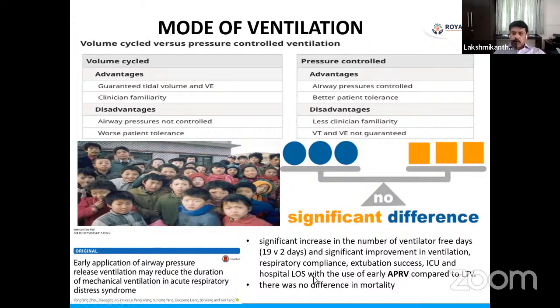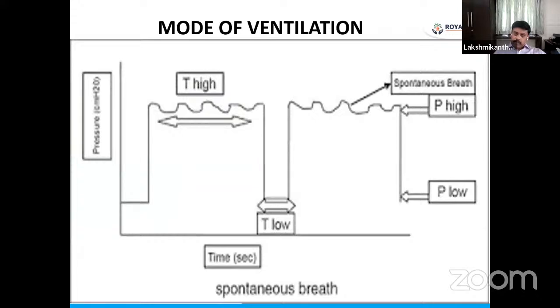APRV is one newer mode in the ventilator. There are a lot of types of ventilators, and different brands have different newer modes, and they try to advocate them to us, saying that they are useful in ARDS and other diseases. But we need to be very careful in choosing them. To buy a ventilator just for this APRV mode, I'm not very sure whether that is correct. But if you have a ventilator with the APRV mode, based on this study, you can definitely use that mode. But you need to be comfortable and you need to know more about that mode.